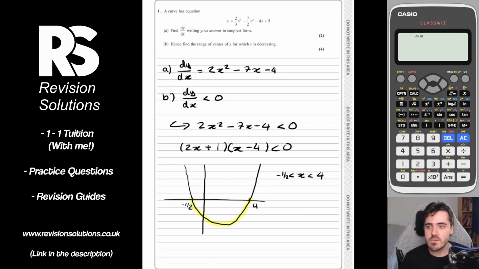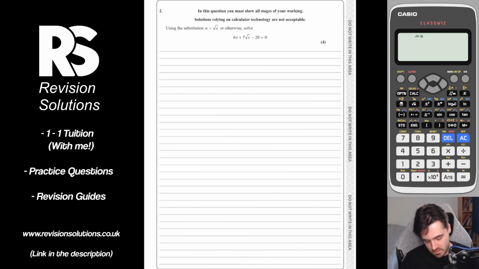Okay, so now moving on to question 2. It says, using the substitution u equals root x or otherwise, solve 6x plus 7 root x minus 20 equals 0. Well, to use our substitution, u equals root x, we just have to note that if I square both sides, then u squared would equal x.